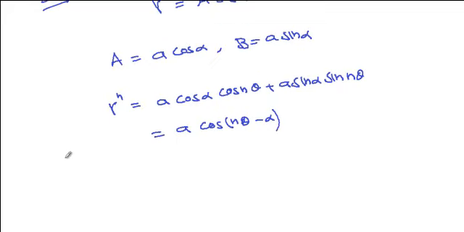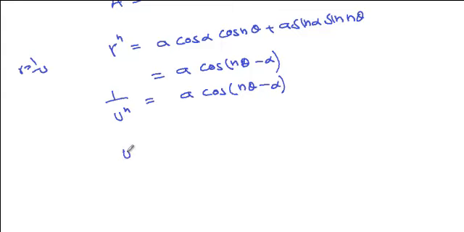You know that r is equal to 1 over u, so r^n is 1 over u^n, which is equal to A cos(nθ − α). So this can be written as u^(−n) = A cos(nθ − α).